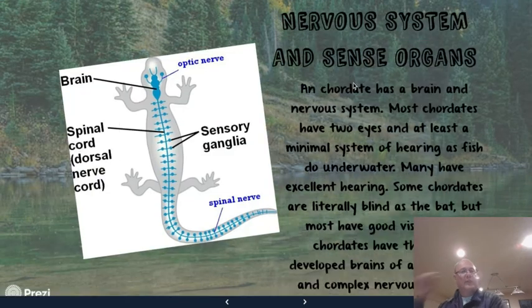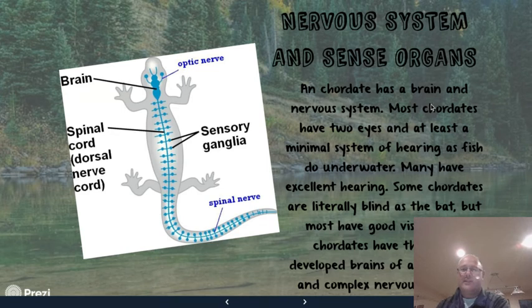Okay, nervous system, sensory organs. We talked about cephalization and centralization. All animals are going to have a head region, and inside of that head region is going to be a brain or some sort of structure that controls the rest of the body.